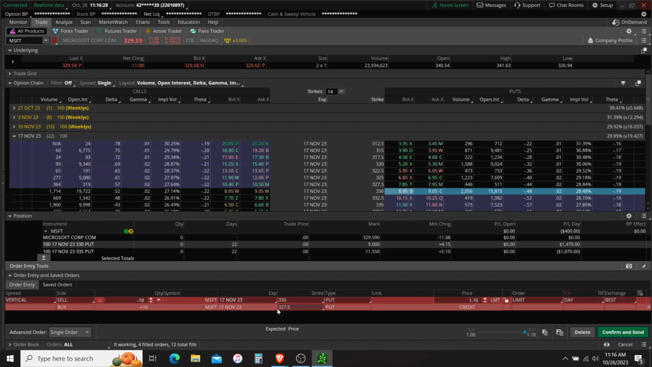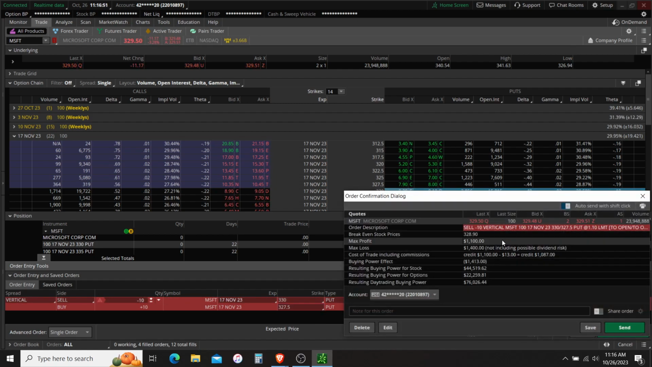Now at the same time, we're going to buy 10 of these contracts, the 327.5, and you can change these, which will give you a different risk reward profile, which I can show you. The idea here is that we're selling these. The program will do the math for us, which is nice. It'll show us our max profit, which is $1,100 potentially, and our max loss is $1,400 potentially.